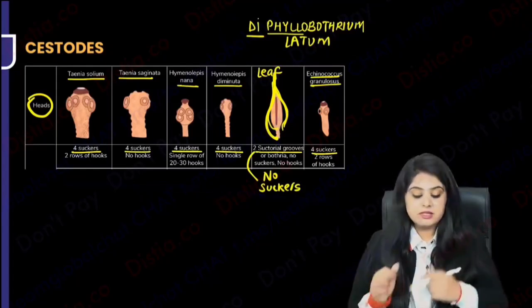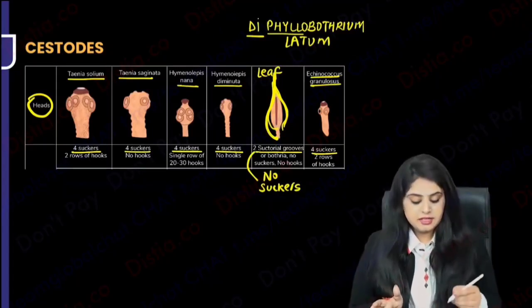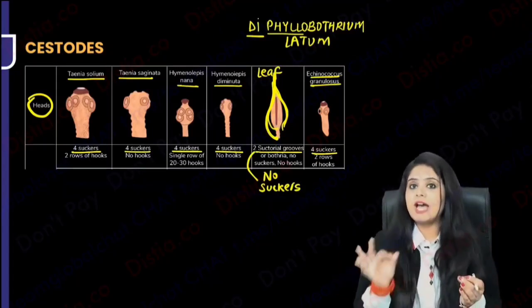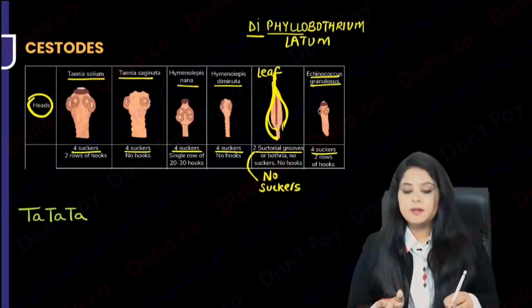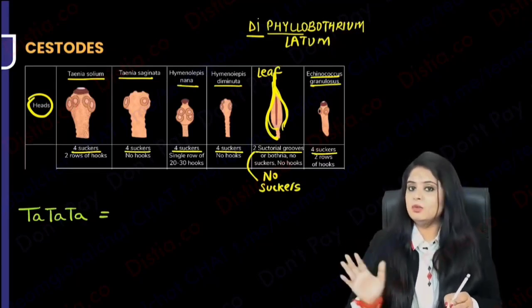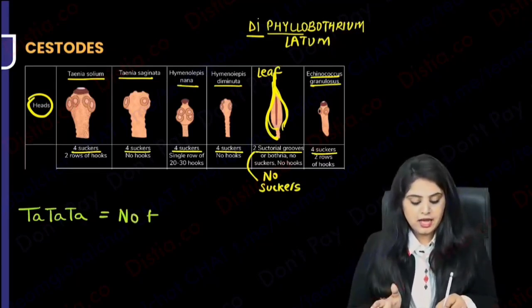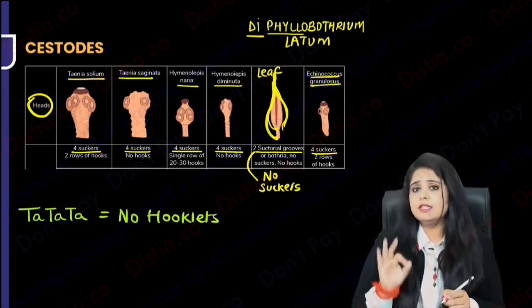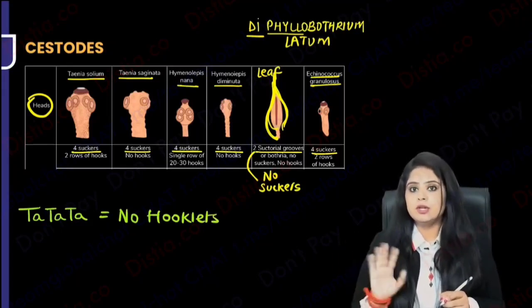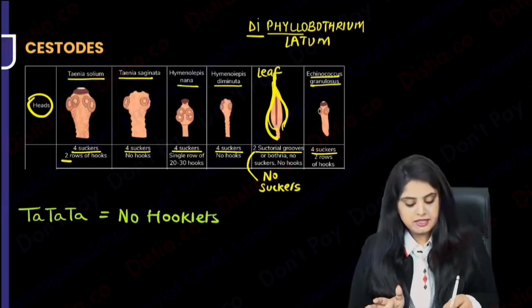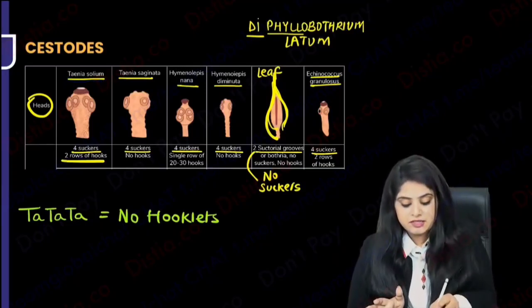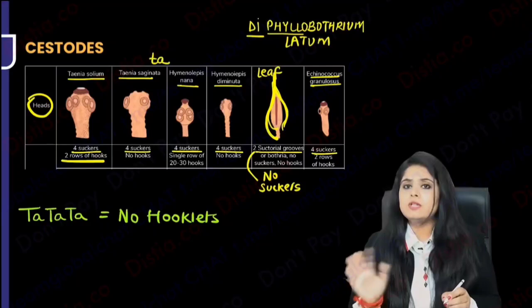How do I differentiate between the rest? Now I'm going to look at their hooklets. First and foremost, which are the ones which have hooklets and which don't? All the ones that have ta in their names are going to do tata bye-bye to the hooklets. They are not going to have any hooklets. So wherever you see tata, you do tata to the hooklets. When I say Taenia solium, hooklets are there, definitely 2 rows of hooklets.